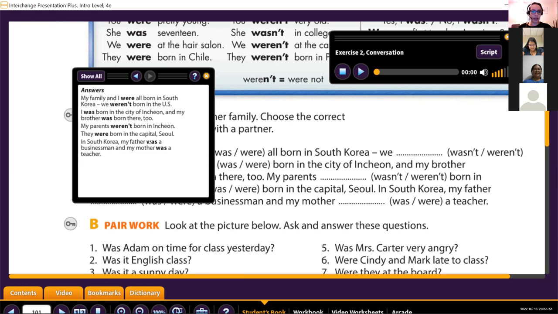I was born in the city of Incheon. And my brother was born there too. My parents weren't born in Incheon. They were born in the capital, Seoul. In South Korea. My father was a businessman and my mother was a teacher. Excellent. So that was pretty easy, right?